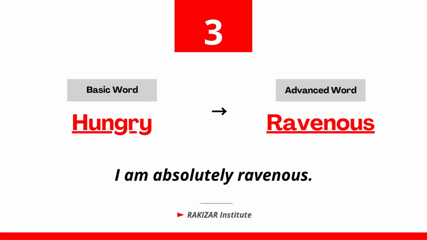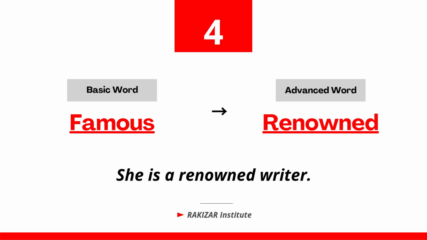Number 3. Basic word: hungry. Its advanced word is ravenous. Its sentence is, I am absolutely ravenous. Number 4. Basic word: famous. Its advanced word is renowned. Its sentence is, she is a renowned writer.